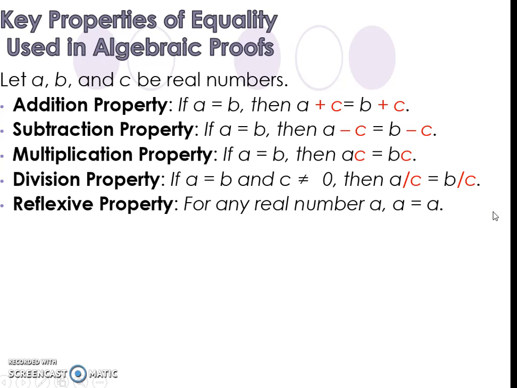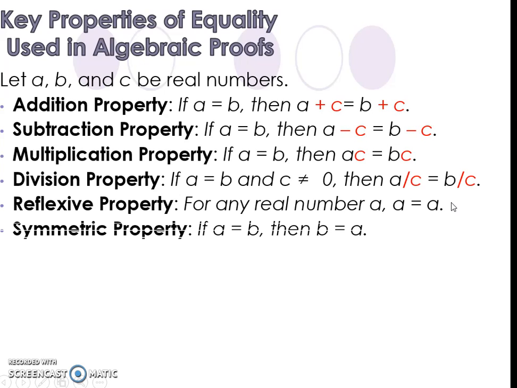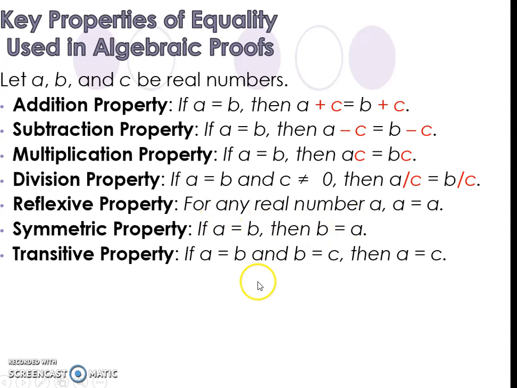Other properties we learned that we need to know: reflexive is when A equals A, the left side equals the right side. We call that matchy-matchy. And symmetric is when you switch. So S for switch, symmetric. When A equals B becomes B equals A, you switch, and that's the symmetric property. Transitive is if A equals B and B equals C, then A equals C. So they all equal each other.